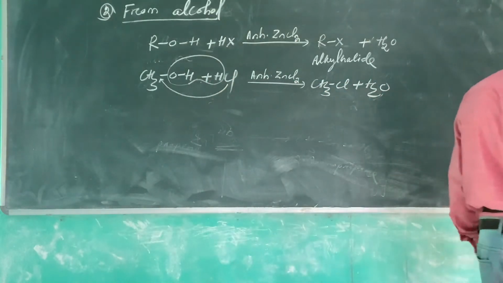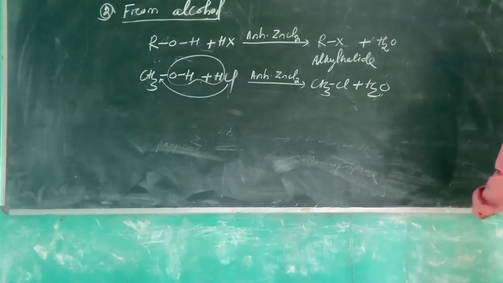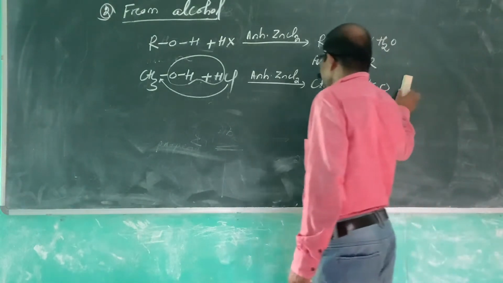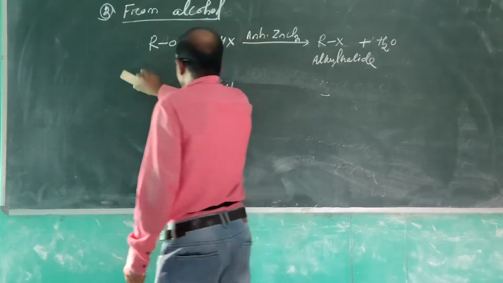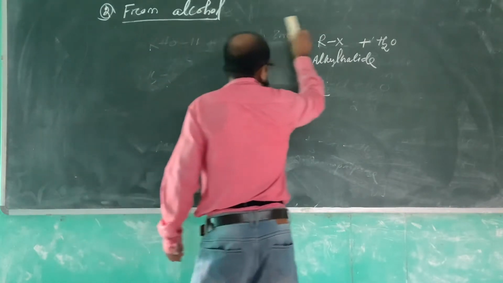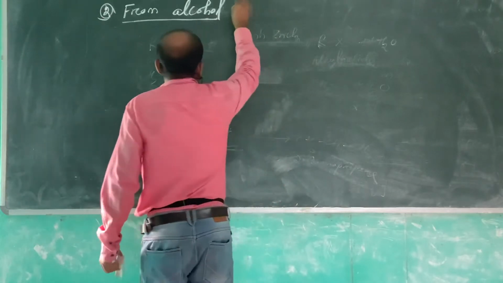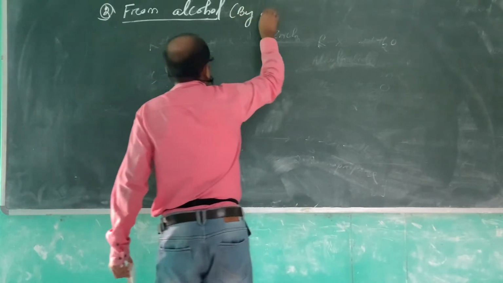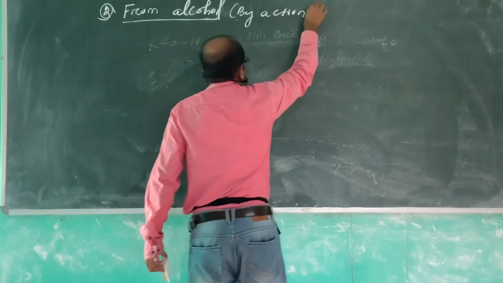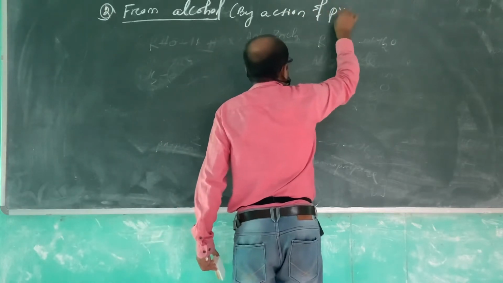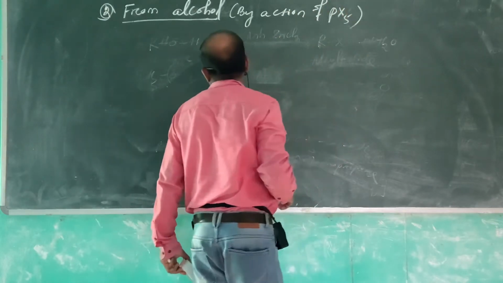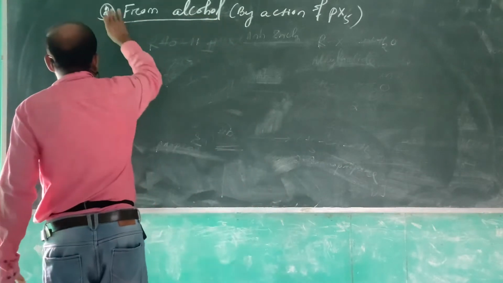Then come to the preparation of monohaloalkane from alcohol by the action of PX5, phosphorus pentahalide. Method number 4.